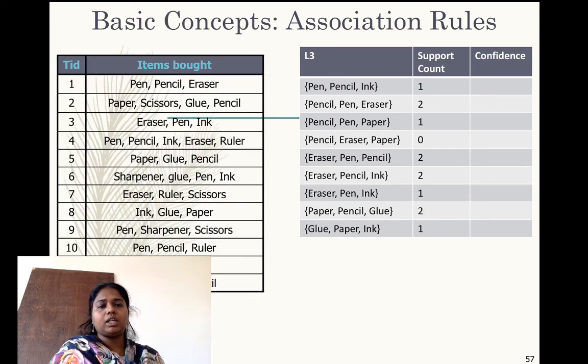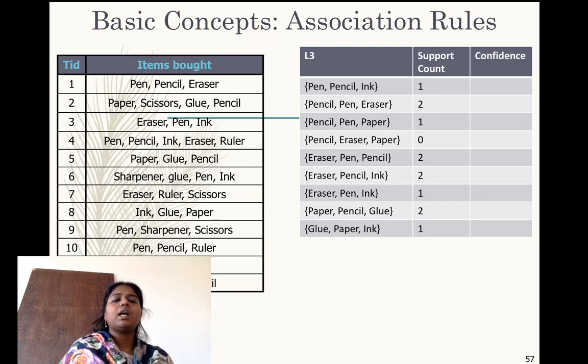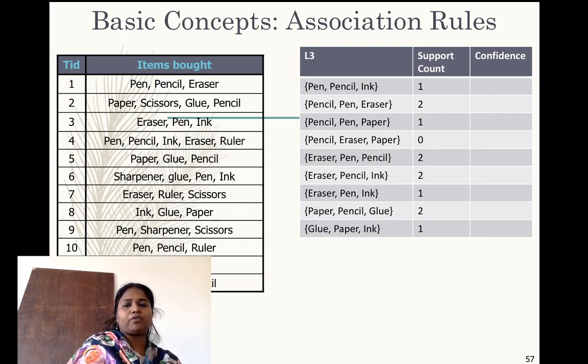When I count the support value of these, I can see that the support values are listed here. There is only one transaction in which pen, pencil and ink, all 3 of them are present. There are 2 transactions in which pencil, pen and eraser are present. Likewise, I count all the number of transactions in which all 3 of them are present. That gives me the support value.